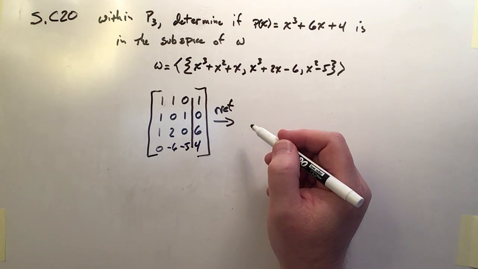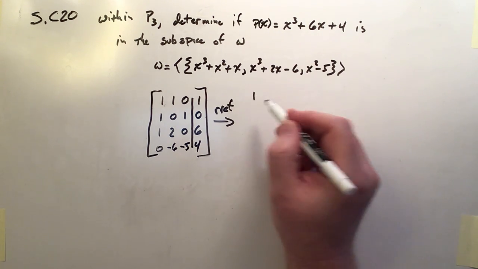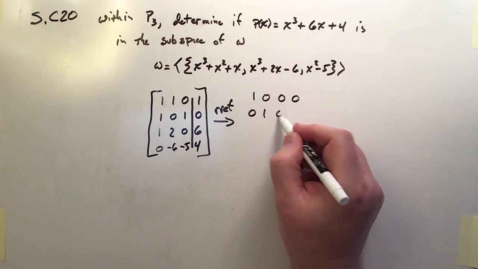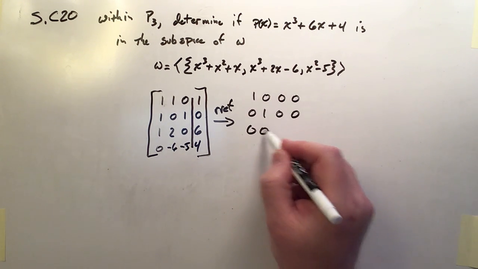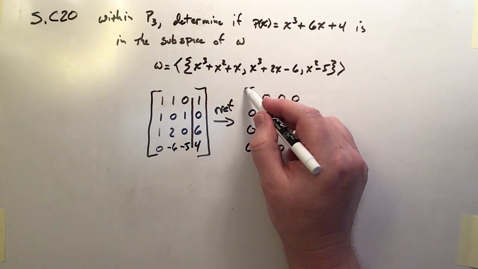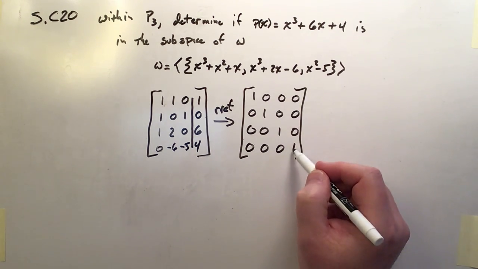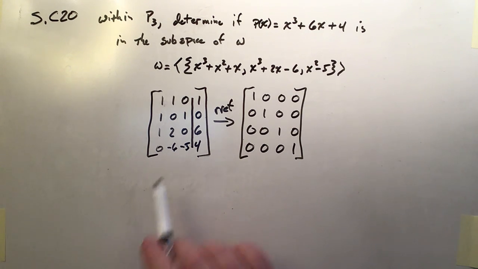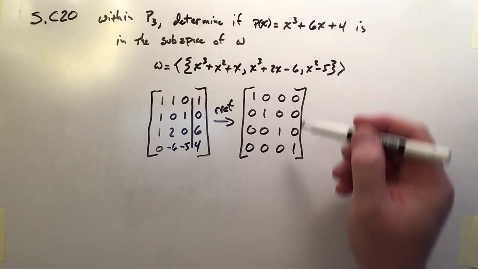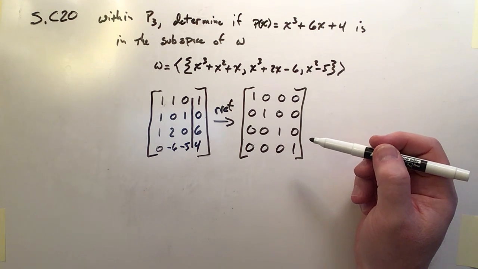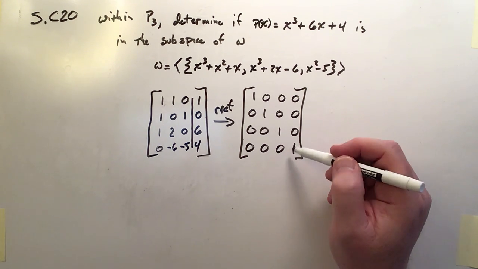When I RREF this guy, I get the identity matrix. So 1, 0, 0, 0, 0, 1, 0, 0, 0, 0, 1, 0, and 0, 0, 0, 1. And again, that's bad news because that means we get a pivot row in the solutions column. There's only 3 variables here, and having 3 variables and a pivot in the 4th column is always problematic, okay? So as a result of that, there is no solution.